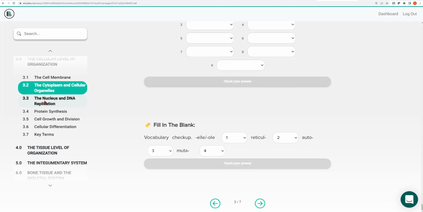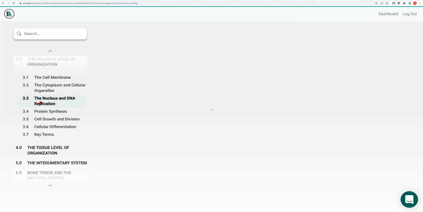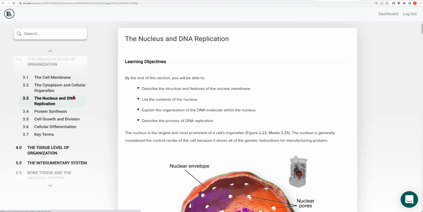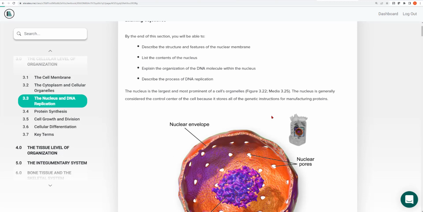The last little bit for today is looking at the nucleus and a brief look at the process of DNA replication. So this will be our last section for today. It's going to go rather quickly. So the nucleus, it is an organelle. It is a component of the cell.